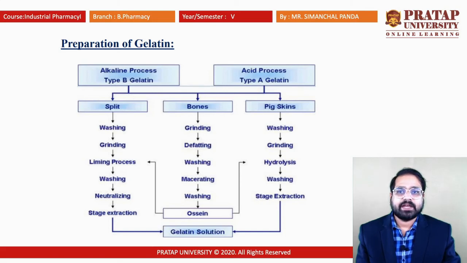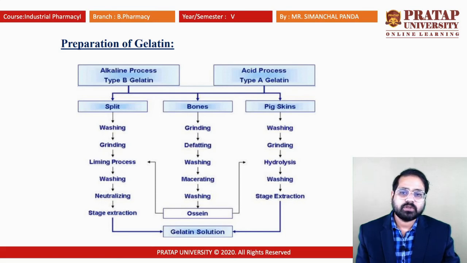Type B gelatin is made by the alkaline process, whereas type A gelatin is made by the acid process. So the alkaline process begins with split bone and pig skins. Those are washed together, and next they go for grinding. Then they go for the liming process, then washing, neutralization, then stage extraction, and then we get the gelatin solution.